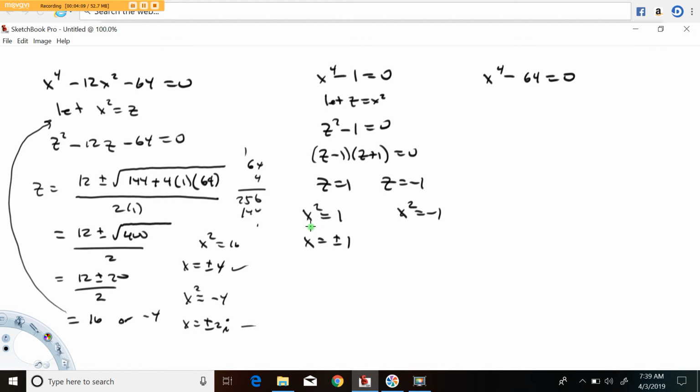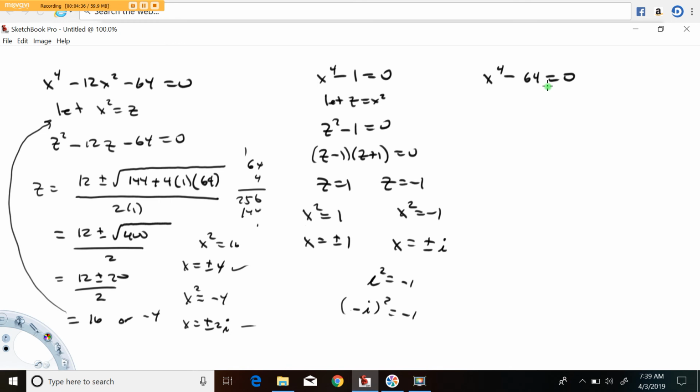That's because 1 squared is 1, and negative 1 squared is also 1. This one has solutions of plus or minus i, because remember, i squared is equal to minus 1. Minus i squared is also equal to minus 1, because the negative 1 squared is just positive 1, and then i squared is the minus 1. So there are 4 solutions again to this equation.